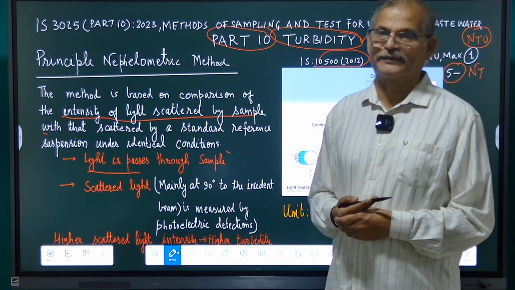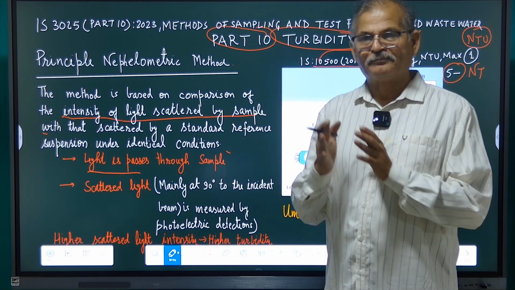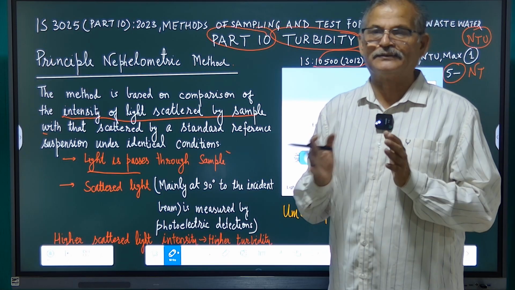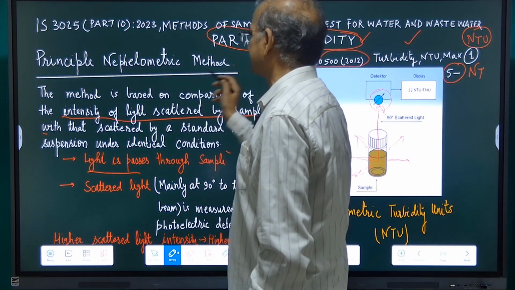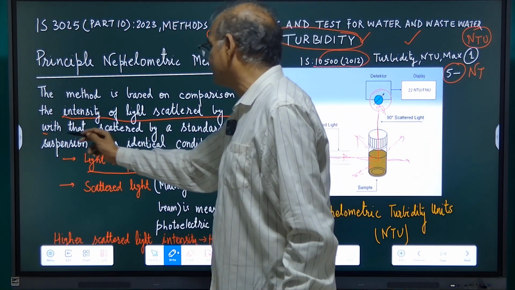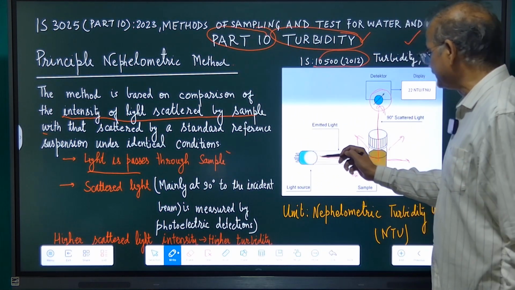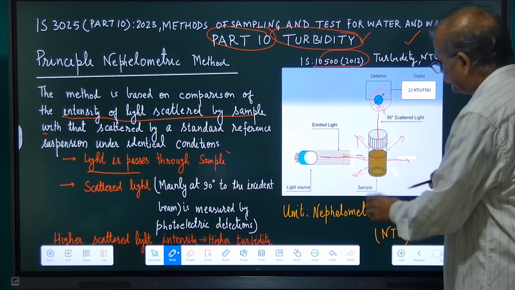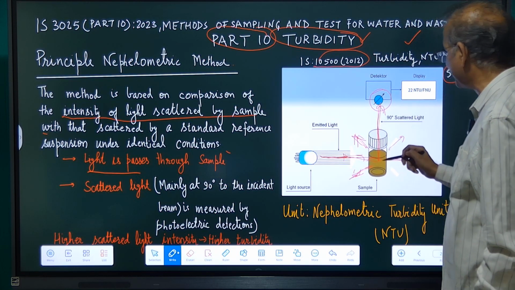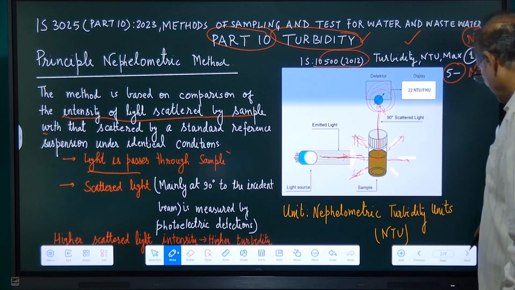The principle of the nephelometric method is that we take a standard sample, and in comparison with that, we take the sample from the field and measure the turbidity. It is a comparison method. The method is based on comparison of the intensity of light scattered by the sample with that scattered by a standard reference suspension under identical conditions. When the incident light passes through the sample, it is scattered in all directions. The light scattered at 90 degrees to the incident light is measured by a photoelectric diode and recorded as the turbidity of the water.